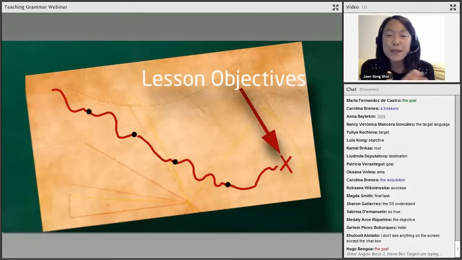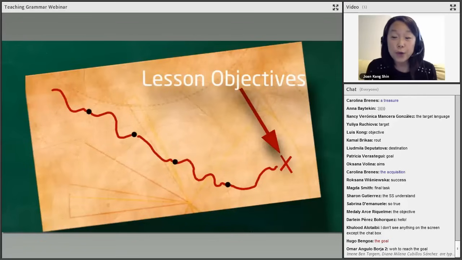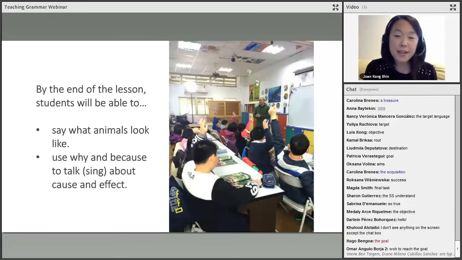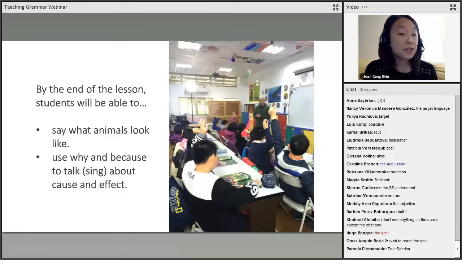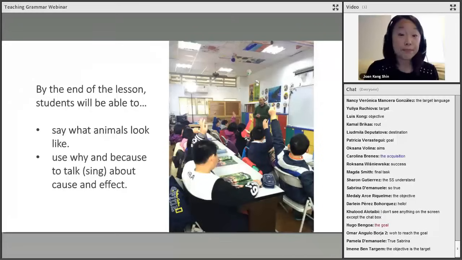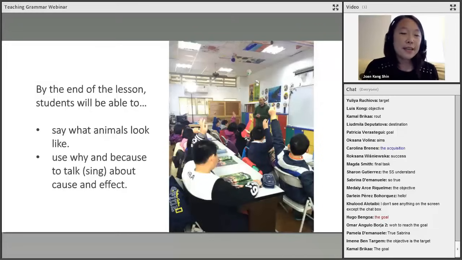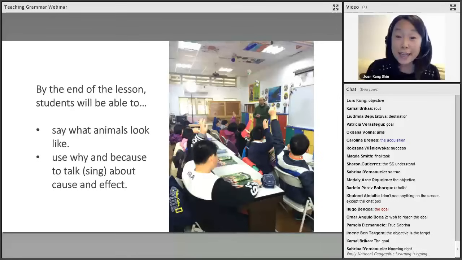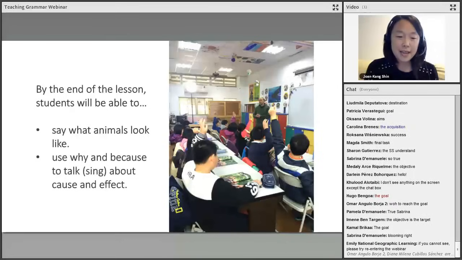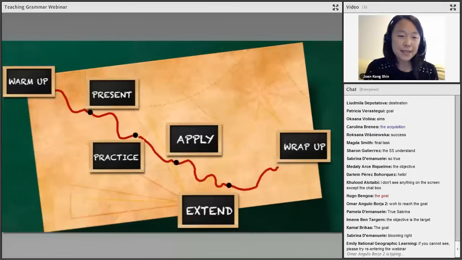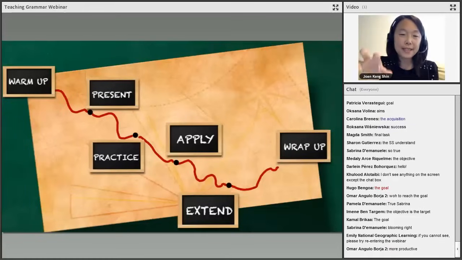And of course, a good lesson plan specifies those objectives or the goals for a class period. Now, notice your lesson objectives are not going to be grammar based, right? So instead, you might have objectives like this. By the end of the lesson, students will be able to, and this is for a unit on animal habitats, say what animals look like and then use why and because to talk or sing about cause and effect. And so this is what we're going to do in this lesson today. I'm going to take you through these steps: warm up, present, practice, apply, extend, and then wrap up.